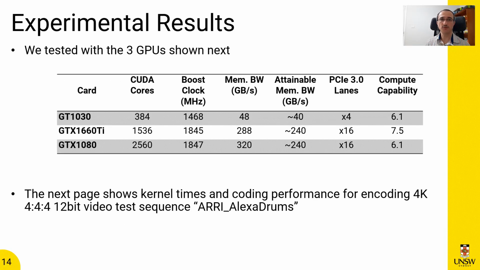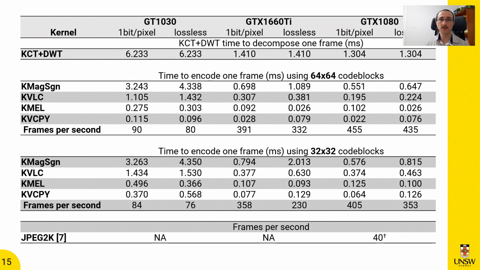The GPUs used for producing the results are a low-end GT1030, a mid-range GTX 1660 Ti, and the 2-generation-old high-end GTX 1080. Experimental results are shown in the next page. We notice that the color and wavelet transforms take around 50% of the overall time. We also notice that entropy encoding is dominated by the magnitude sign. This is because of the high memory bandwidth required by this kernel.